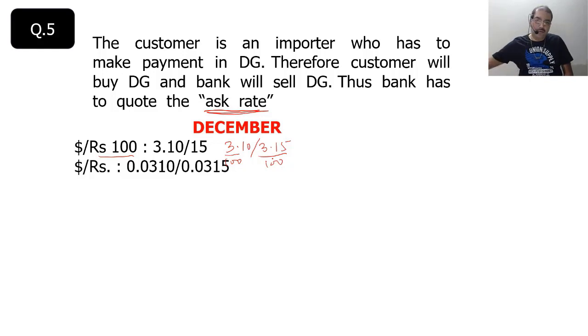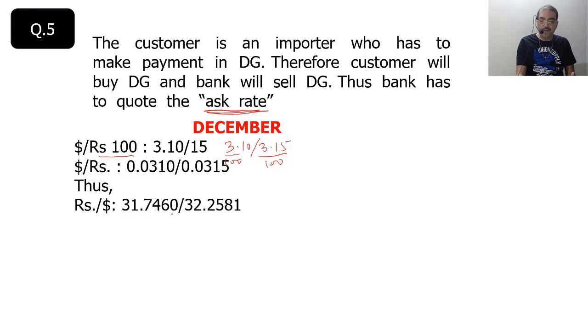Okay. Now I want rupees to dollar. So rupees to dollar, what do I do? 1 divided by 0.0315. Correct? Bid rate will be 31.7460. How did I get this? Indirect to direct, inverse code. 1 divided by 0.0315. Bid rate is equal to reciprocal of ask, and ask rate is equal to reciprocal of bid. 1 divided by 0.0310 gives 32.2581.